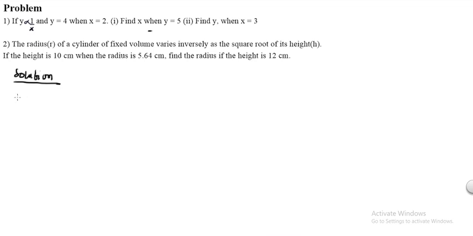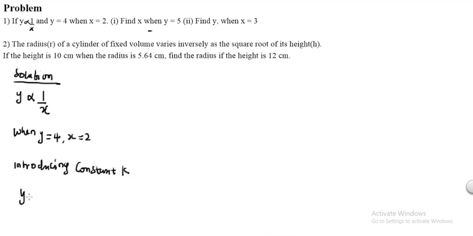The key proportionality we are given is that y varies inversely as x. And we were told that when y is equal to 4, x is equal to 2. Like we did before, one of the first things we do is to transform the proportionality, or the variation we are seeing, into an equation. We do that by introducing a constant. So introducing constant k, this will become y is equal to k over x.